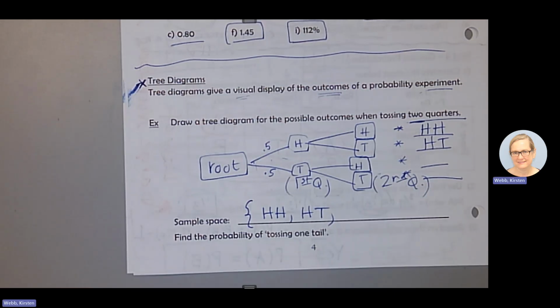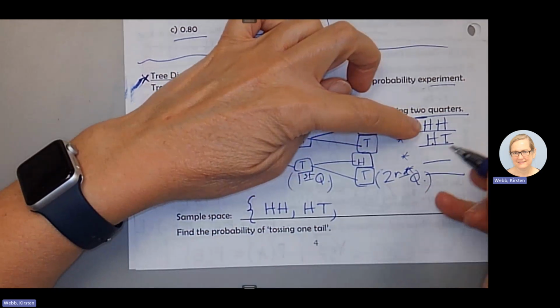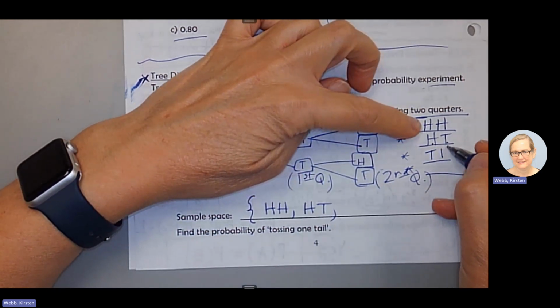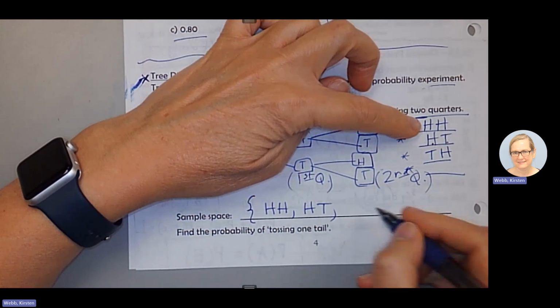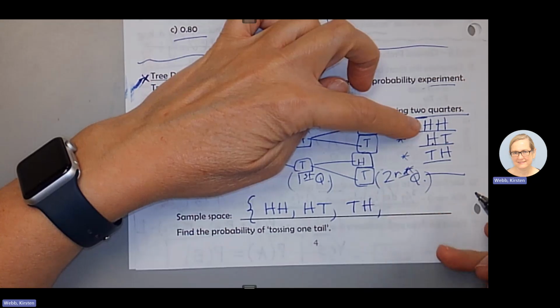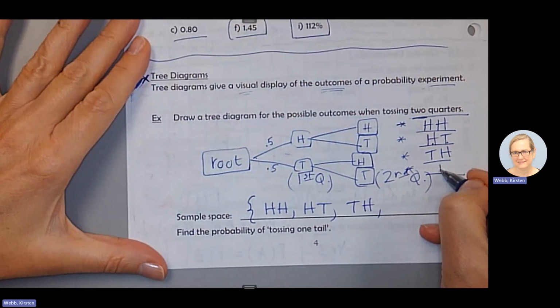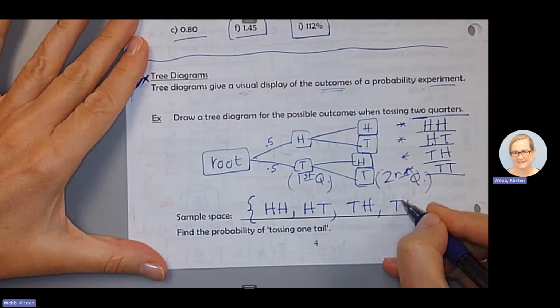You might start to notice that we're making a distinction between the 2 quarters, like the first one versus the second one. In other words, we're considering heads and then tails different from tails and then heads. That's our third one. And what will finish it off? Lastly would be tails and tails, you got it.